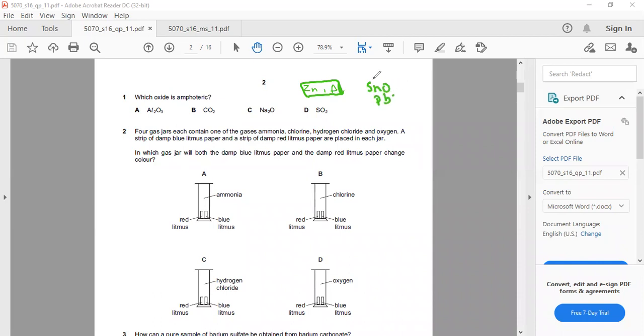But for your syllabus, you should know only two elements, zinc and aluminum. So aluminum oxide is amphoteric.